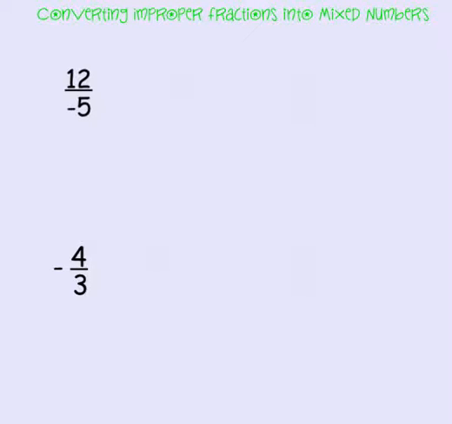Converting improper fractions into mixed numbers. Now the way we have to do this is we're going to do 12 divided by 5. So if you remember your long division, we take a look, 5 can go into 12 for 2. That's going to be your whole number. We have a remainder of 2 out of 5. And don't forget to keep the negative. So the answer there is negative 2 and 2/5.